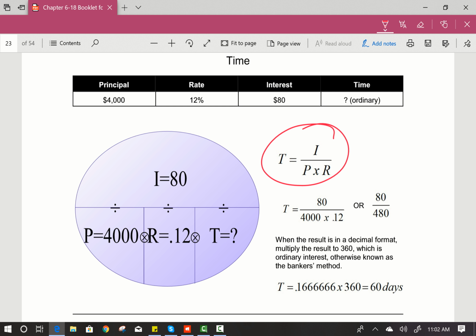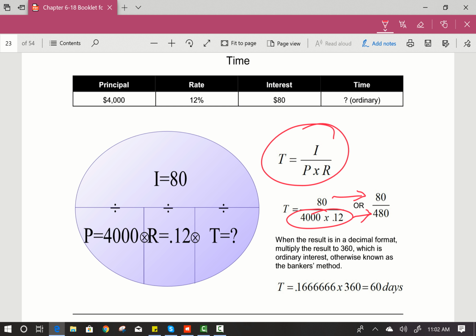Let's fill in each of those values into the proper location. 80 is interest. It goes on top, so I can go ahead and move that over here to the right and put it on top. I don't have to calculate it right now, but I do need to calculate the principal times the rate. So that's 4,000 times 0.12 after I move the decimal point 2 places to the left. By calculating that, that will equal 480.